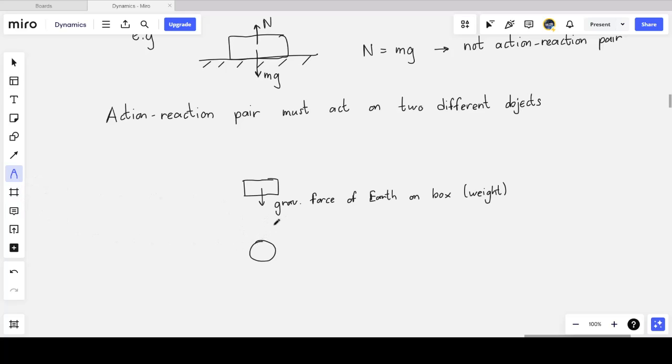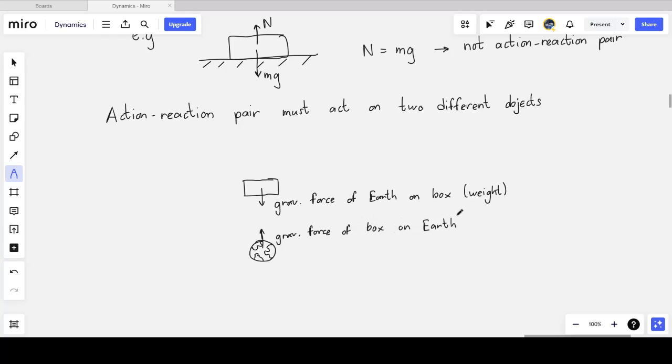Then I draw, believe it or not, this is the earth. Don't ask why they are roughly the same size. Again, not drawn to scale. But the reaction to the gravitational force of the earth on the box, believe it or not, is the gravitational force that the box is exerting on the earth, of the box on the earth.